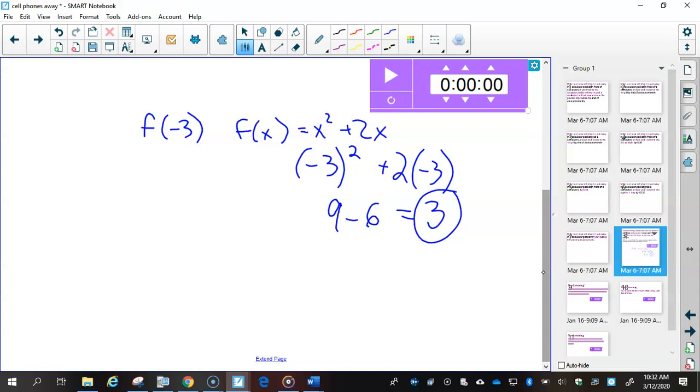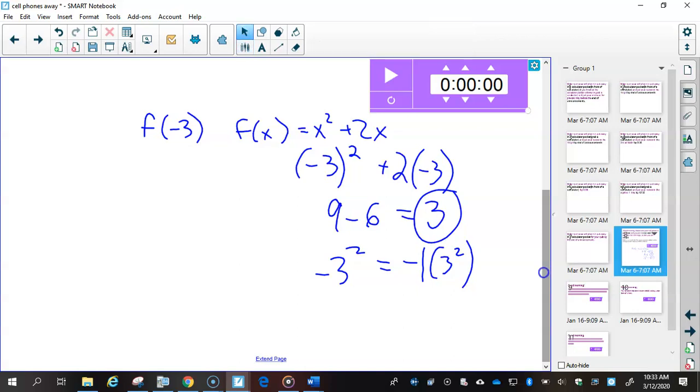If you don't use parentheses or if you just do this, remember this is the same thing as -1 times 3 squared. Those are 2 different things. You have to use parentheses. Make sure you have that answer written down and pass up your answer sheets.